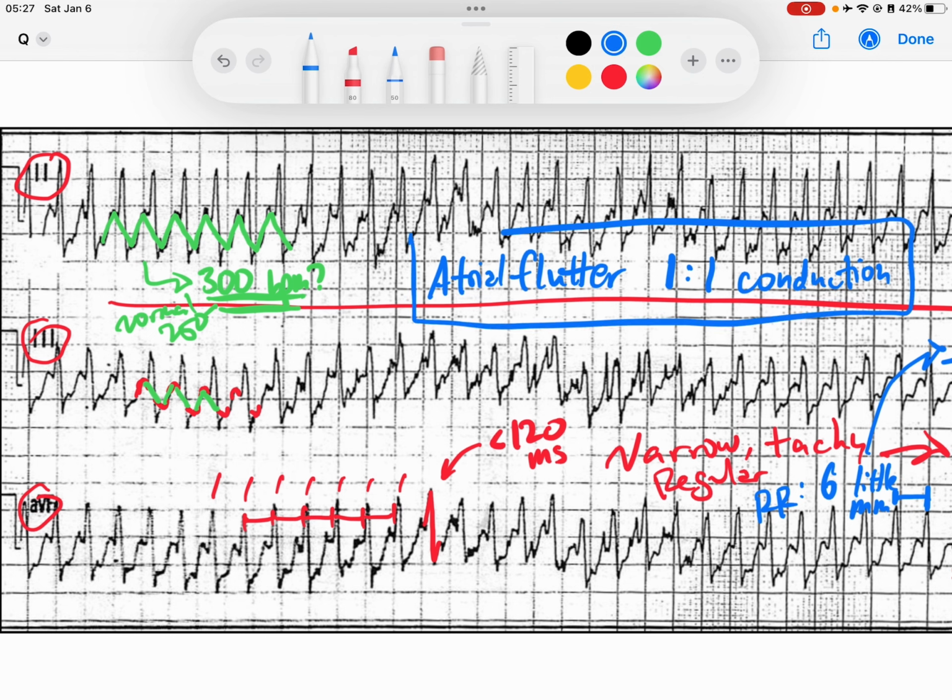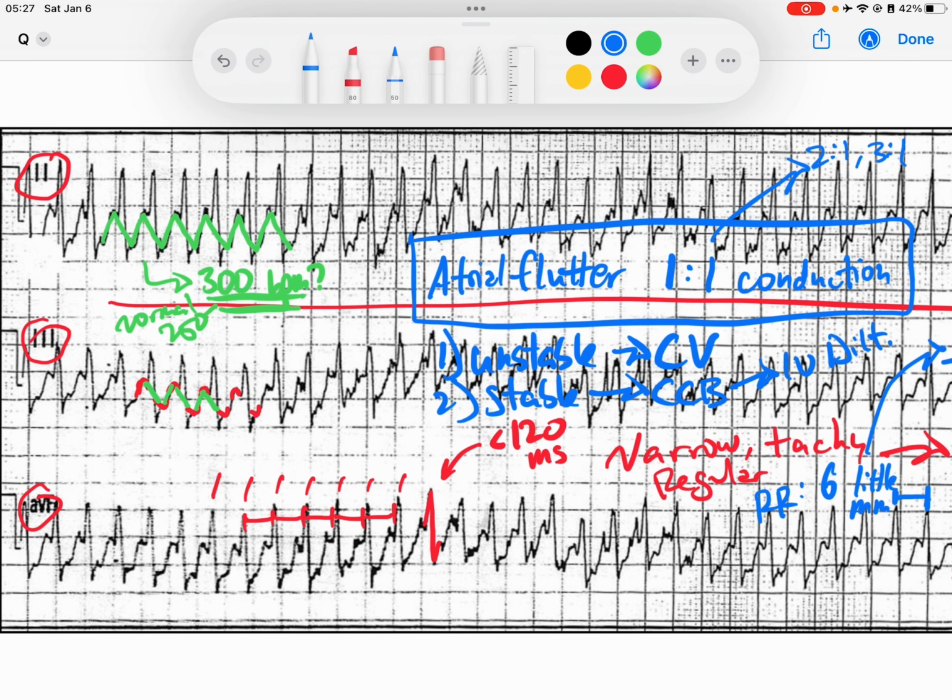And so a couple things we could do for this person, they're likely unstable. So if they were unstable, we could sync cardiovert. And if they were stable, then what we could do is we could give them some type of calcium channel blocker like IV diltiazem. And IV diltiazem would slow the AV node down, which could make this one-to-one conduction maybe 2-to-1 or 3-to-1, slow that rate down so that the heart rate will decrease, allowing for good ventricular filling and possibly less symptoms.